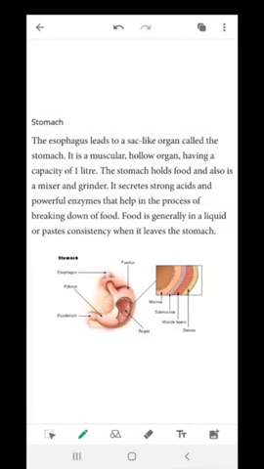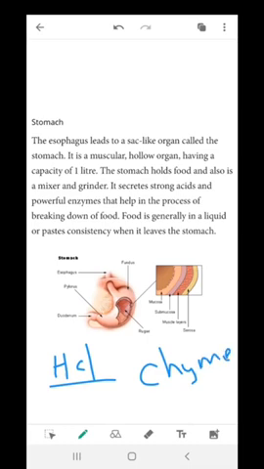The stomach is a muscular hollow organ having a capacity of 1 liter. It holds food and is also a mixer and grinder. It secretes strong acids like HCl. As you know clearly, HCl is secreted in the stomach, which will be useful, and powerful enzymes are secreted, which we are going to study now. It will be helpful in the process of breaking down food. Food is generally in a liquid or paste consistency when it leaves the stomach. Here in the stomach, the slimy substance is known as chyme. As you learnt before, it is known as chyme.